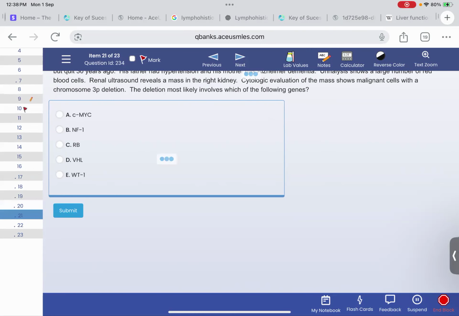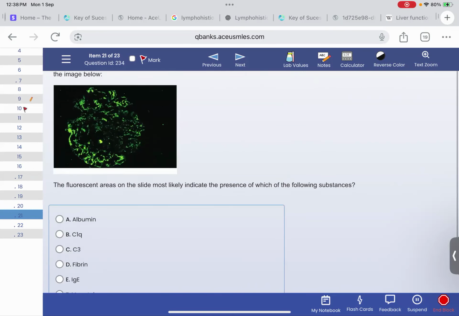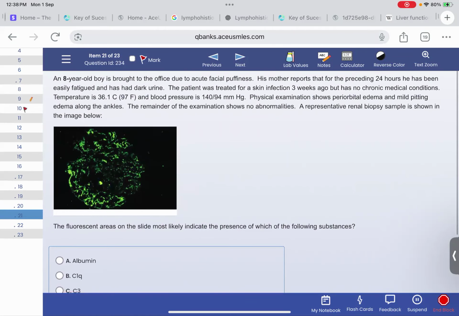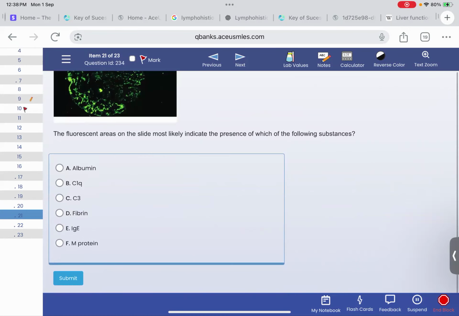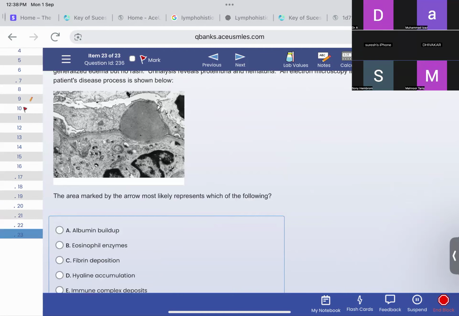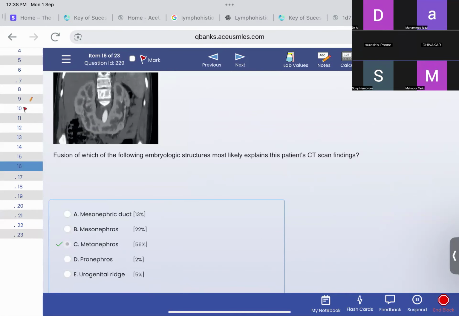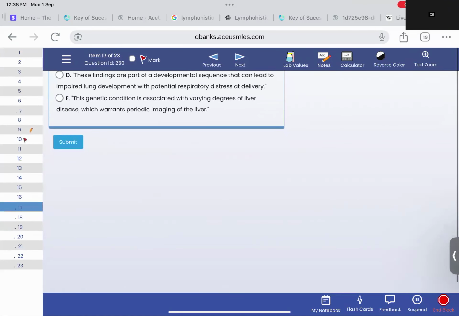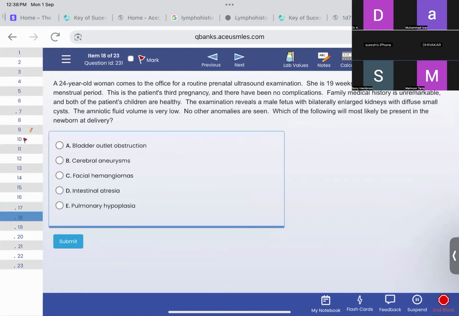Let me show you question 21. It's about an 8-year-old with facial puffiness. So it's about pathology. It's also pathology. So we have done 16 or 17. We have done 17 questions. What's question 18? You guys need to do 18, 19, and 20 yourselves. These are easy questions.